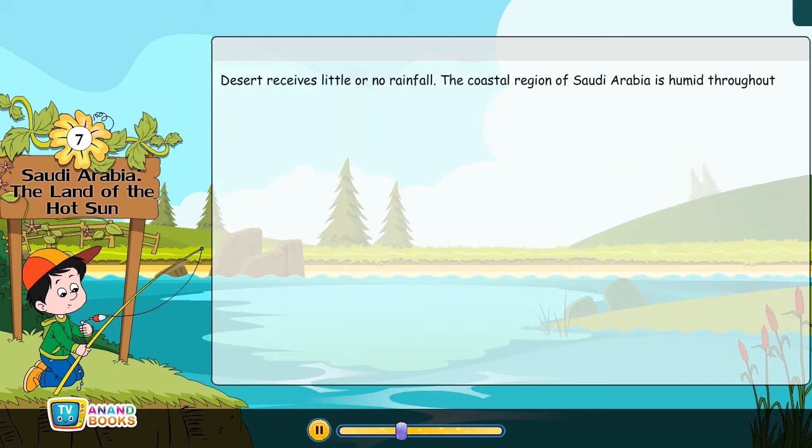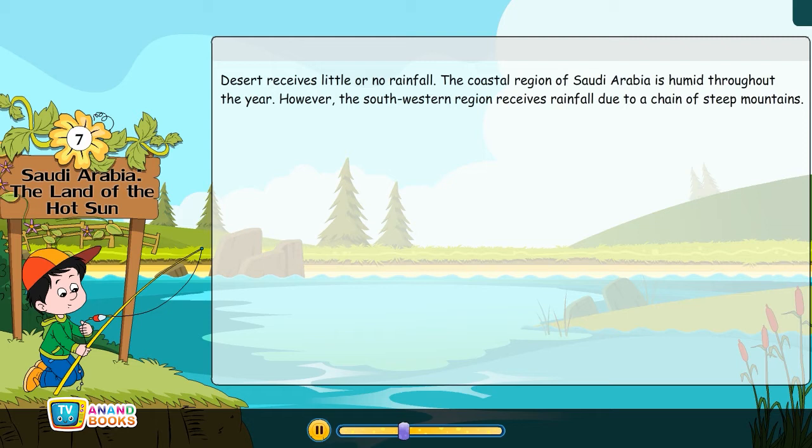Desert receives little or no rainfall. The coastal region of Saudi Arabia is humid throughout the year. However, the southwestern region receives rainfall due to a chain of steep mountains. Hill stations like Al Taif and Abha remain cool during summer.